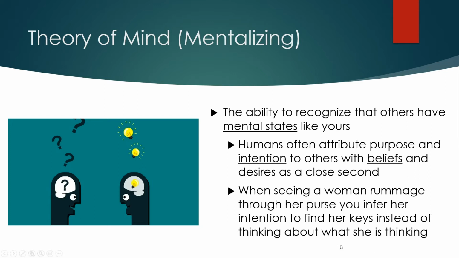So this was just an example from the book. When you see a woman rummage through her purse, you infer that she's maybe walking towards her car, and she's probably trying to find her keys. You're not necessarily thinking about what she's thinking. You're just inferring what she's probably about to do. You wouldn't take the next step of saying that she's a neurotic person because she's looking for her keys. That would be the next step of belief and desire, something that comes after you've contemplated it a little bit more. But this intention part seems to happen very quick and automatic.